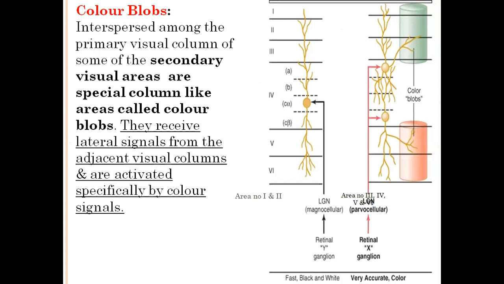And also color blobs. Various color blobs are present in the visual cortex, mainly in layer number 4. These are the different layers of the visual cortex, starting from layer number 1 to layer number 6. In layer number 4, we have A and C beta. These are most important for color vision, and these are the different color blobs. They receive information from the different cells and are important for the perception of color.